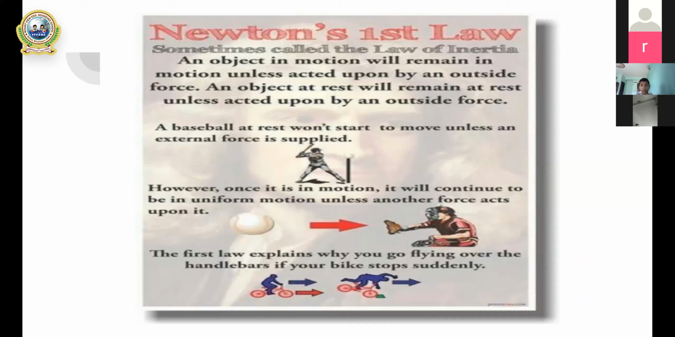Before we throw or hit the baseball, the baseball is at rest. If we do not apply our force to hit or throw it, the baseball does not come into motion by itself. The baseball can be brought into motion when we apply force. And once it is in motion, it doesn't come to rest by itself. For that, we have to apply force to catch it. When the catcher or the fielder catches the flying ball, we are applying force to bring that ball to rest.